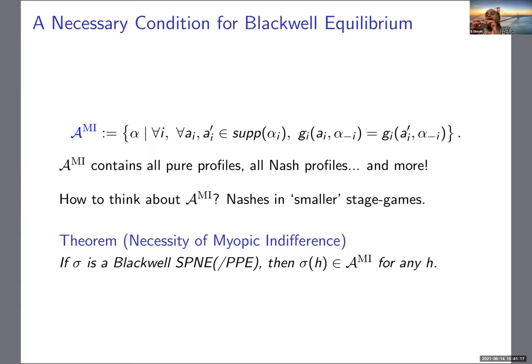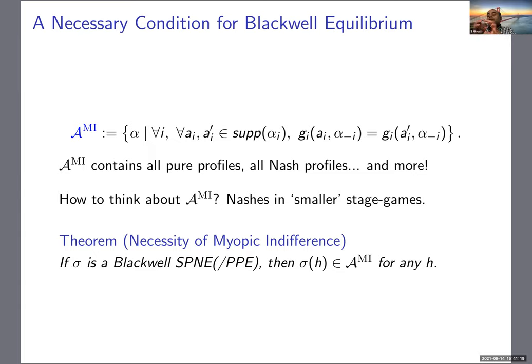We say, okay, this is perfect monitoring. We can observe if you're going outside the support, so we can deter that through the usual punishments. So we don't care about that. So then we will look at a smaller game. Even if those things are better responses, eliminate those. Look at a smaller game in which you have only the rows that we want you to mix over. And then in that reduced game, your myopically indifferent action is indeed a Nash equilibrium of the reduced stage game, right? And this means that we can think of this as Nashes of smaller stage games, right? That's why it contains more things.